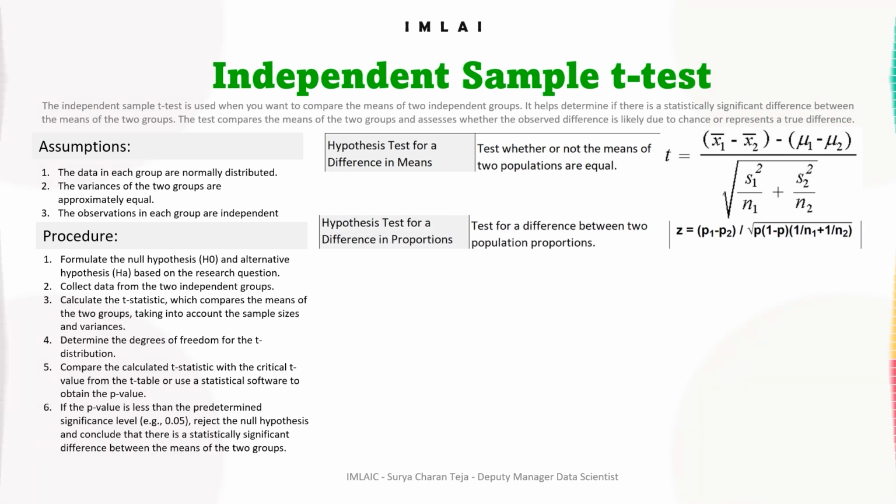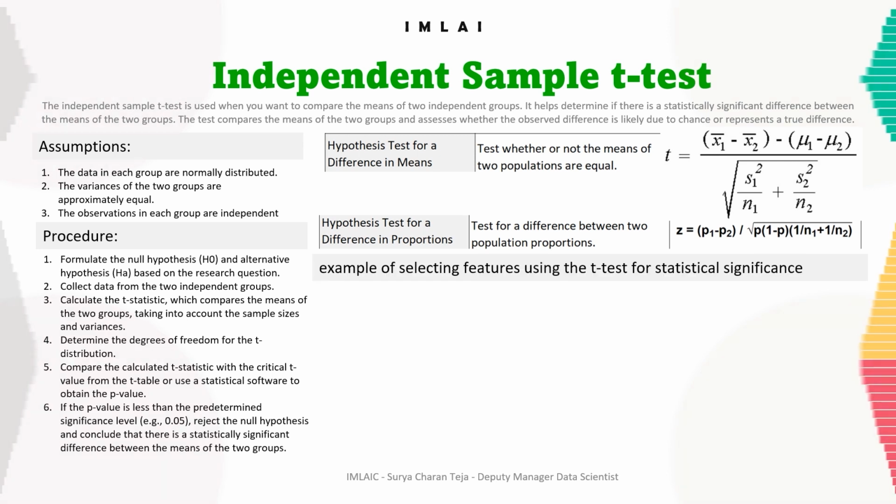Okay, then we can do the same with respect to proportions, a hypothesis test for a difference in proportions. Here p1 and p2 are the proportions of the two groups, and p1 minus p2 is the difference in proportions of the two groups, and p and 1 minus p are the percentage of success and the percentage of failure. We can say it as p and q, and n1 and n2 are the sample sizes of group 1 and group 2. So let's take this example.